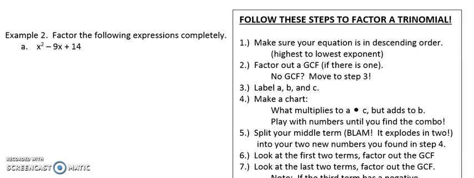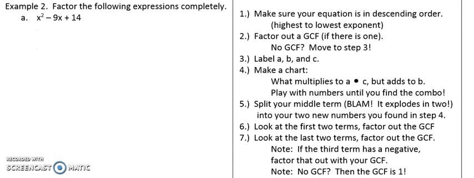I have all the steps written out on the right-hand side for you. They're all written out. So factor the following expression completely. Looking at A, you always want to make sure your equation is in descending order, highest exponent to lowest. So 2, 1, none. We're good on step 1. Factor out the GCF if there is one. 1, 9, and 14. There's no number that goes into all those except 1, and they don't all have an x in common, so there's no GCF. No GCF, move to step 3.